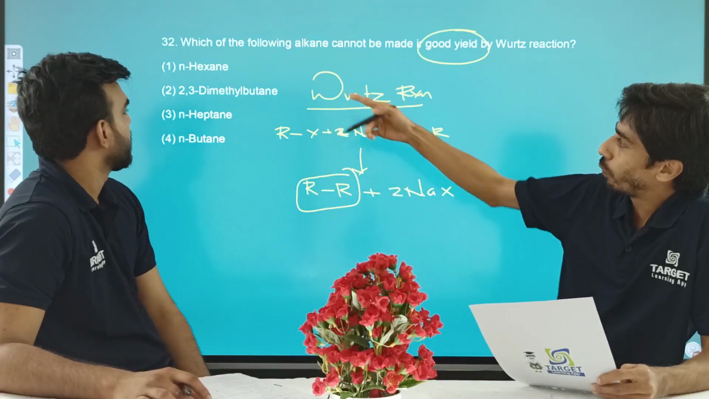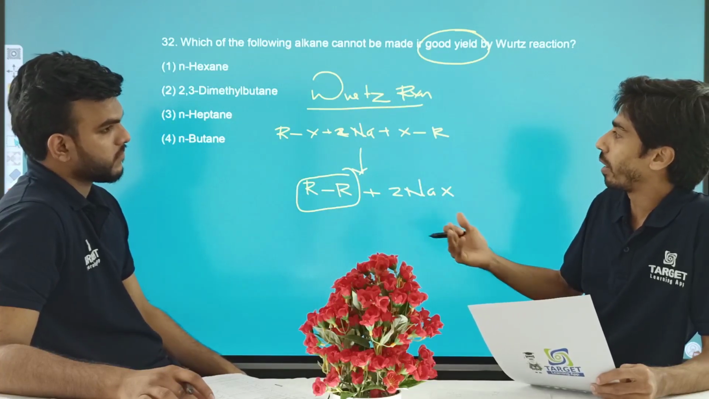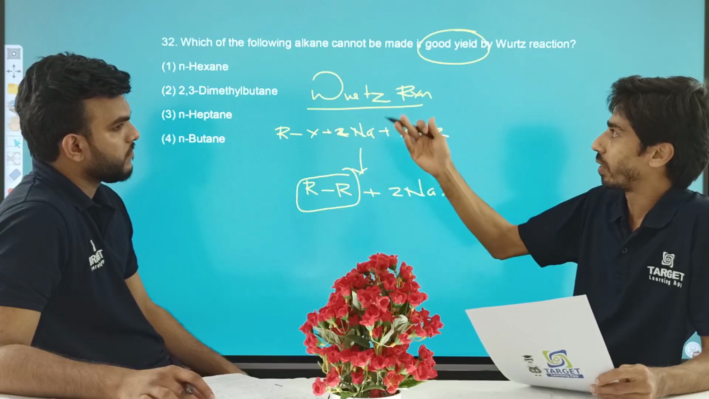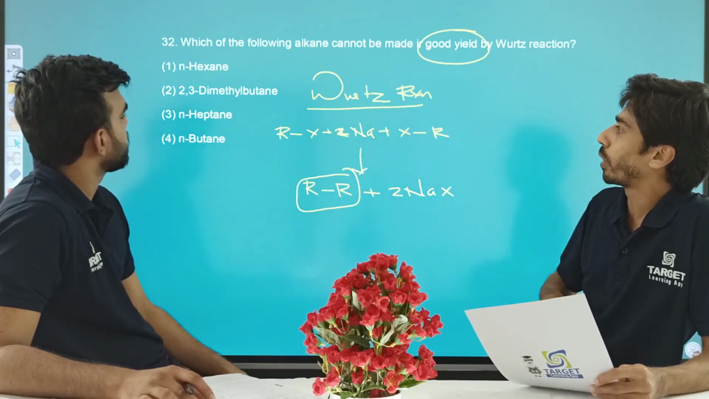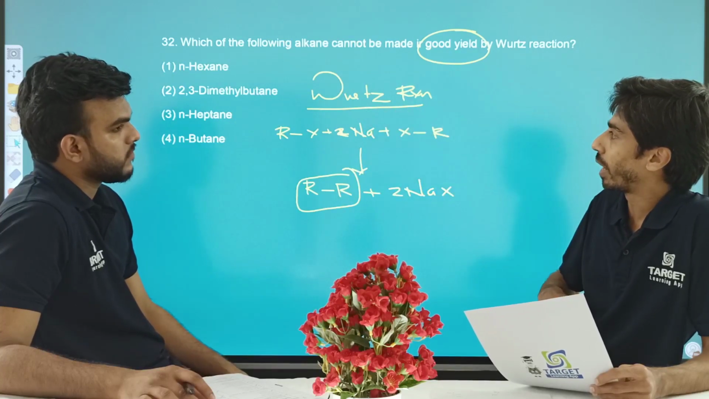So for n-hexane it's possible. We take chloropropane, bromopropane, etc., and it can be converted to hexane very easily, because 3 carbon atoms can be converted to 6 carbon atoms. 2,3-dimethylbutane is also very easy to prepare, as we have an even number of carbon atoms.